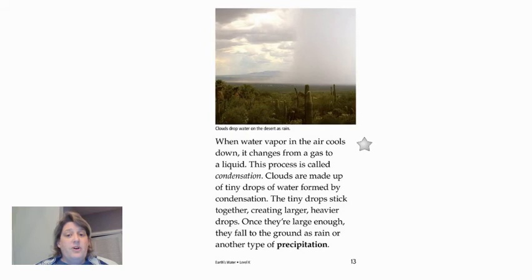When water vapor in the air cools down, it changes from a gas to a liquid. This process is called condensation. Clouds are made up of tiny drops of water formed by condensation. The tiny drops stick together, creating larger, heavier drops. Once they're large enough, they fall to the ground as rain or another type of precipitation.